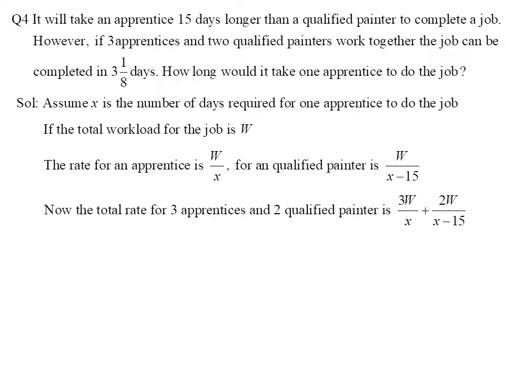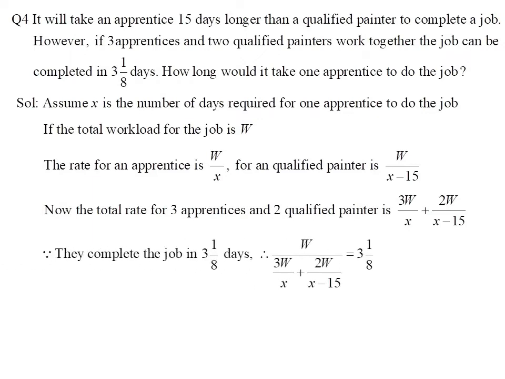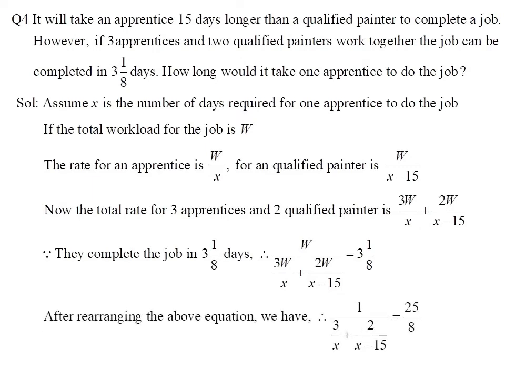After having the expression of the total rate, the equation can be established based on they work together to complete the job in 3 1/8 days. So the equation is w over the sum of 3w over x and 2w over the result of x minus 15 equals 3 1/8. As can be seen from the equation, the workload w can be cancelled out.